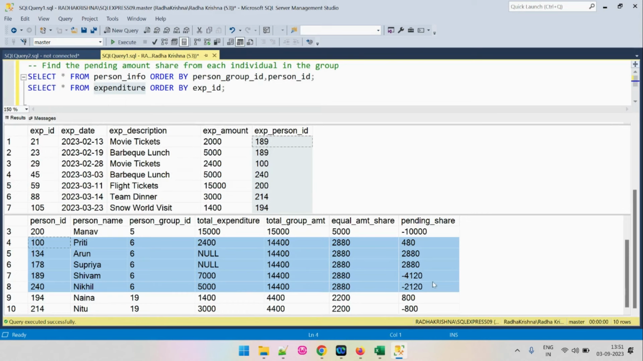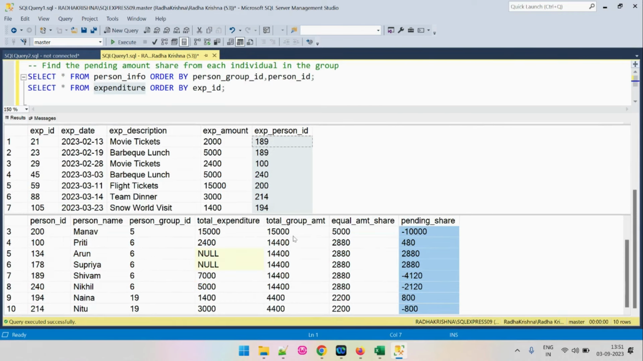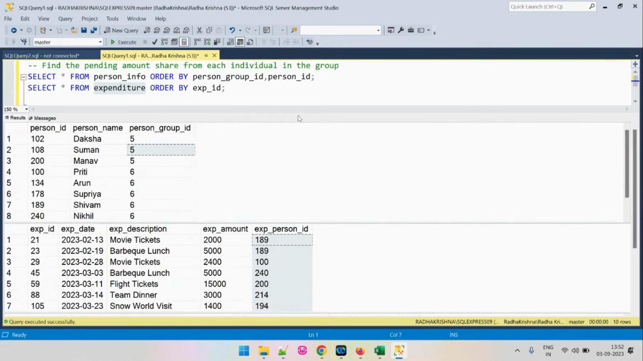So this is what the expectation is. We need to find out, in that particular group, the total amount of expenditure done, the equal amount share, how much each individual has already paid, and how much each individual ultimately has to pay or receive based on the expenditure done. Hope the input details are clear. We will work on this problem and try to generate this output to find out the pending share and other details for each of the users in the particular group. So let's write the query and work on this problem.